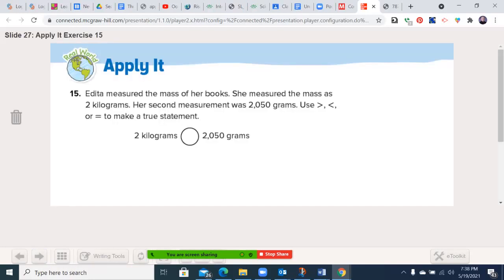Let's go to a story problem here. Adita measured the mass of her books. She measured the mass as 2 kilograms. Her second measurement was 2,050 grams. Greater than, less than, or equal to make a true statement. Well, remember 2 kilograms is 2,000 grams. So 2,000 grams is less than 2,050 grams.